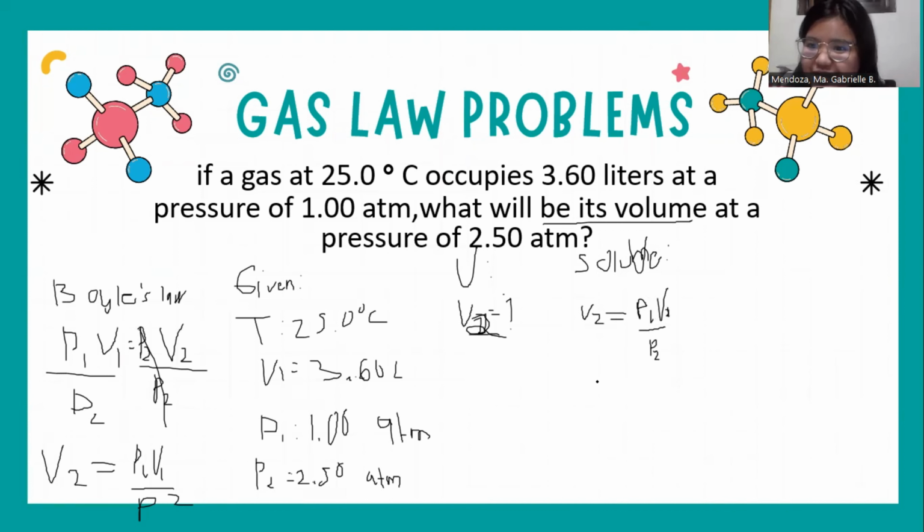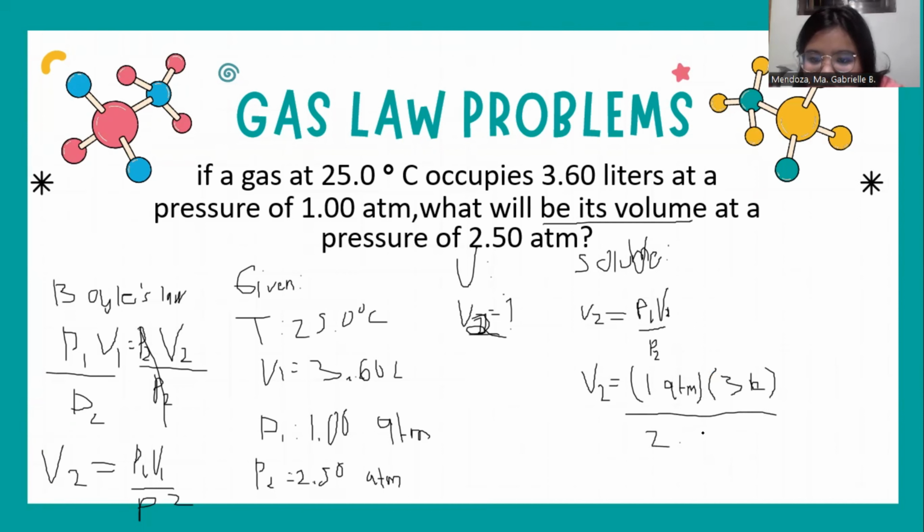Oh my God, nakalimutan ko. So, ilagay nyo lang yung mga values or yung given dun sa specific nilang place. So, P1, that would be 1 ATM, times V1, that would be 3 liters, sorry, over P2, that would be 2.5 ATM or 2.50.